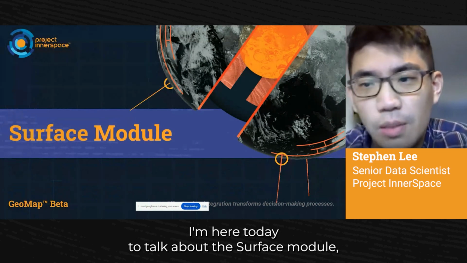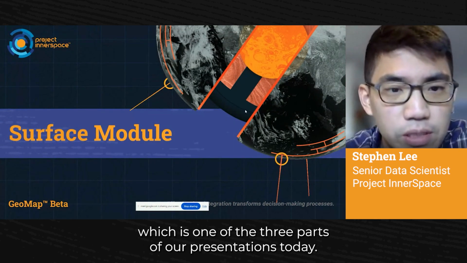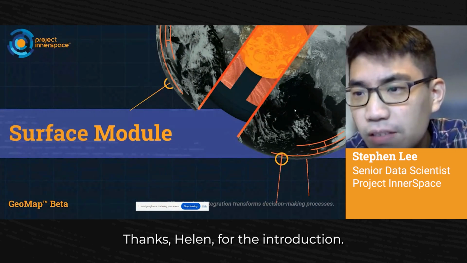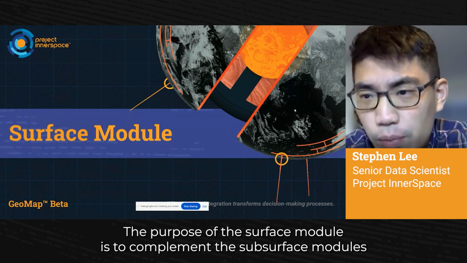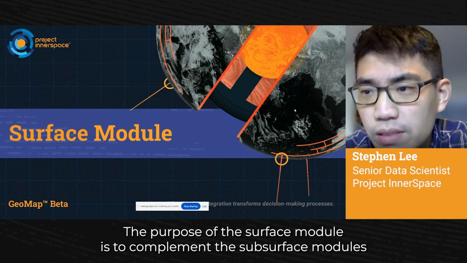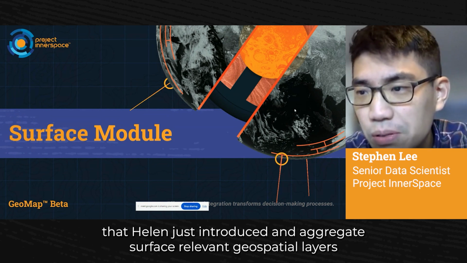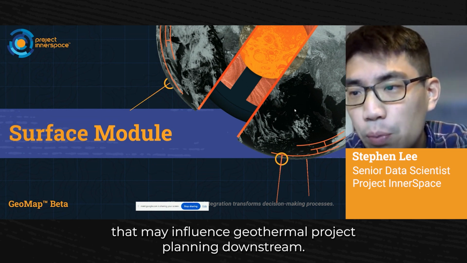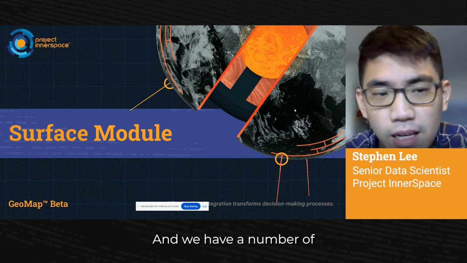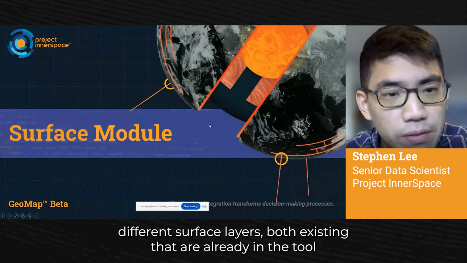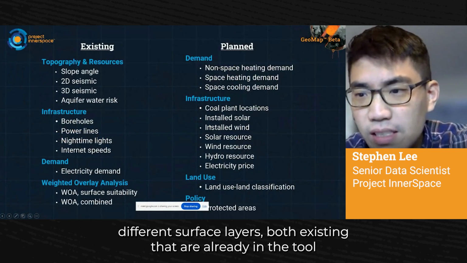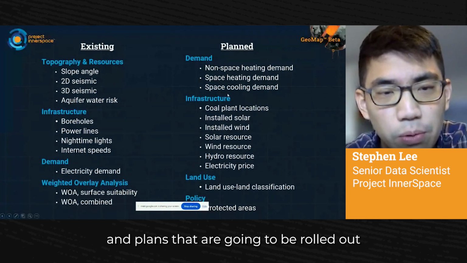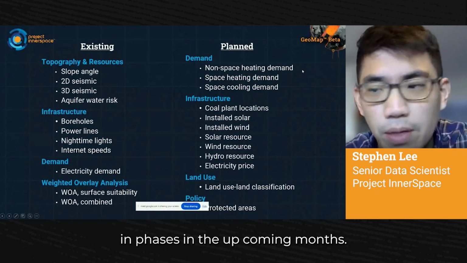I'm here today to talk about the surface module, which is one of the 3 parts of our presentations today. Thanks, Helen, for the introduction. The purpose of the surface module is to complement the subsurface module that Helen just introduced, and aggregate surface-relevant geospatial layers that may influence geothermal project planning downstream. And we have a number of different surface layers, both existing that are already in the tool, and planned that are going to be rolled out in phases in the upcoming months.